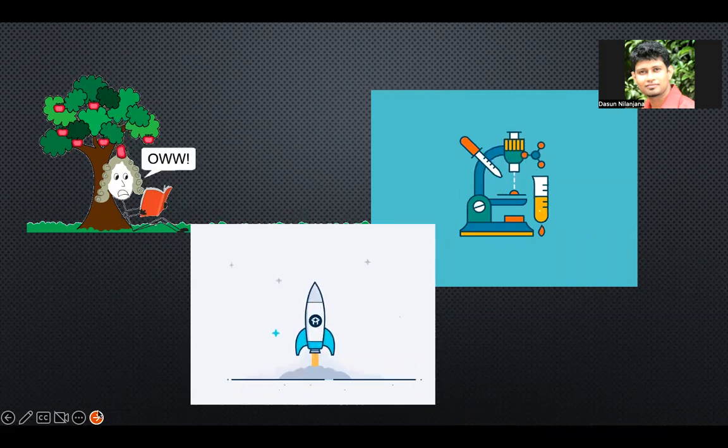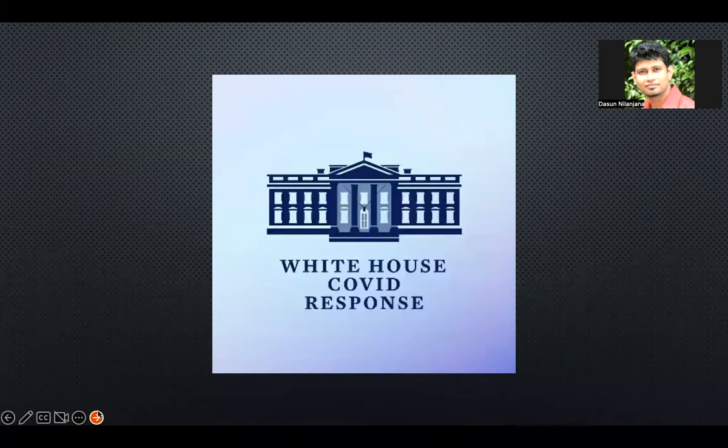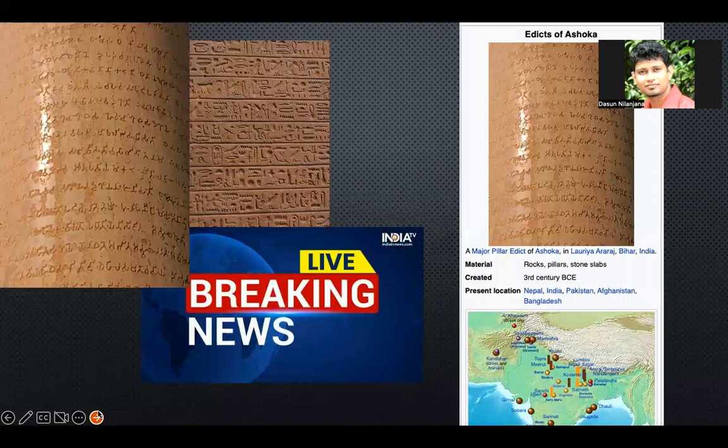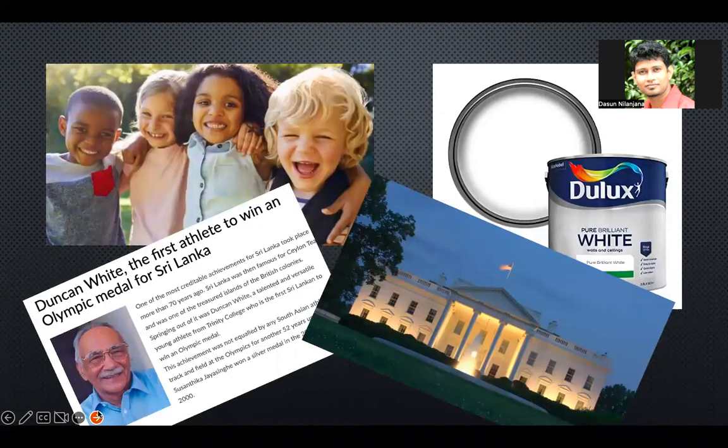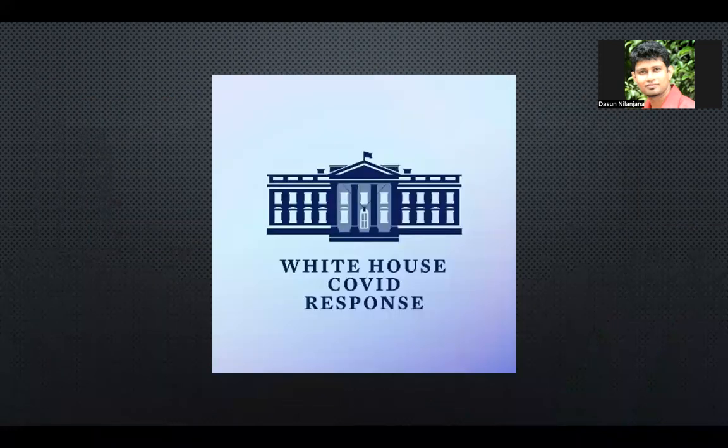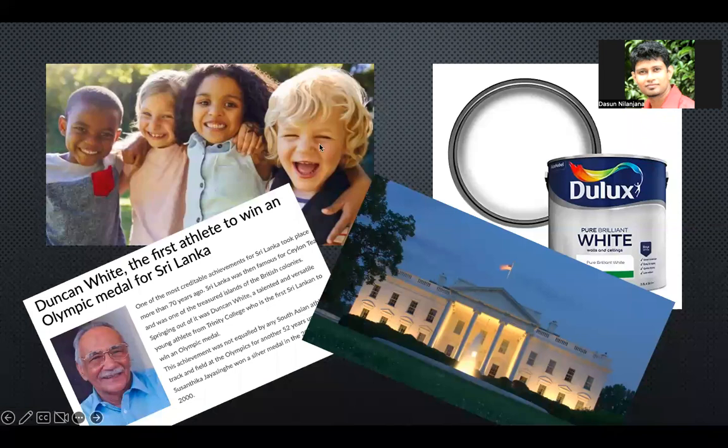Okay, now we have learned a few things. We have learned about information. What is information? Information means meaningful things, or we can say processed data. Data are raw facts, the basic thing. White is data. But when white becomes meaningful, we call that information. So White House, or Duncan White, the first athlete to win an Olympic medal in Sri Lanka. That is news. That is information.